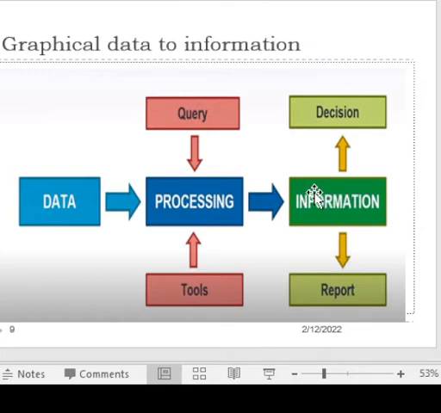Then after that we can take some kind of decision. If the student's grade is more than 3, pass. That means taking a decision. And the second one is to produce reports, student reports. If you want student reporting, we use it for reporting purposes. So we can use the information for decision purposes and for reporting purposes.